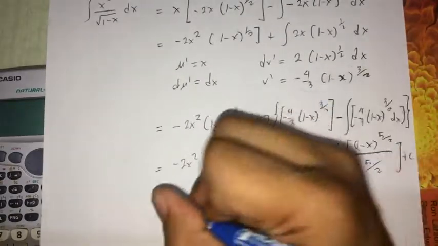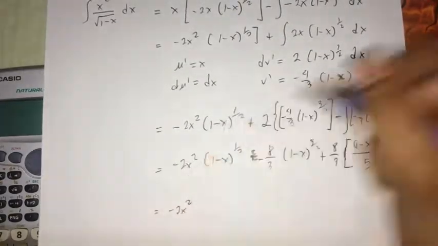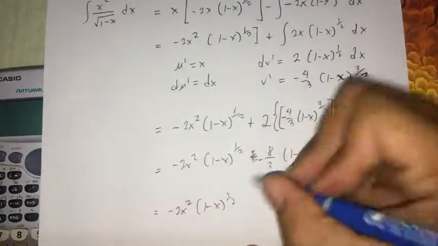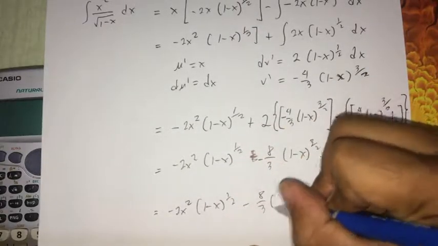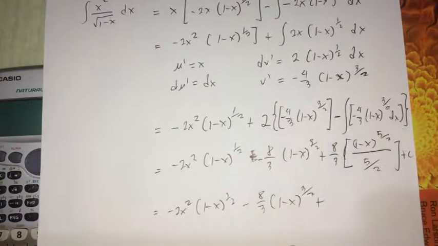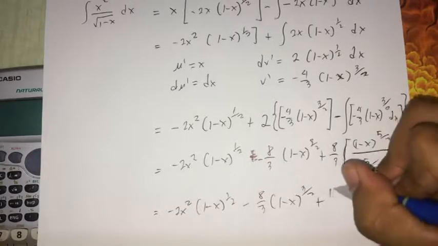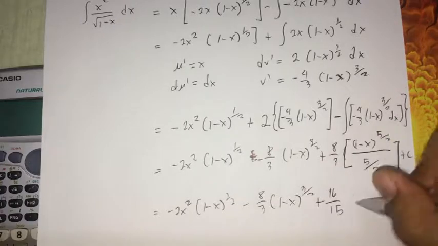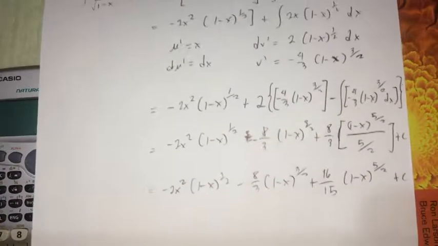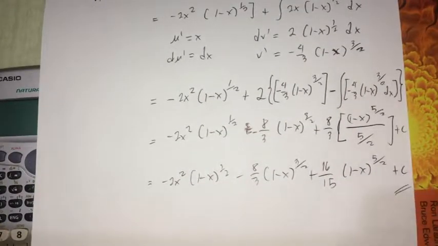Next, isi-simplify ulit. Negative 2x squared, stay na po, 1 minus x raised to 1 half minus 8/3 1 minus x raised to 3 halves plus 8 thirds divided by 5 halves, or 8 thirds times 2 fifths, that is 16 over 15. Then 1 minus x raised to 5 halves plus c. Ito na po yung final solution natin. Thank you for watching.